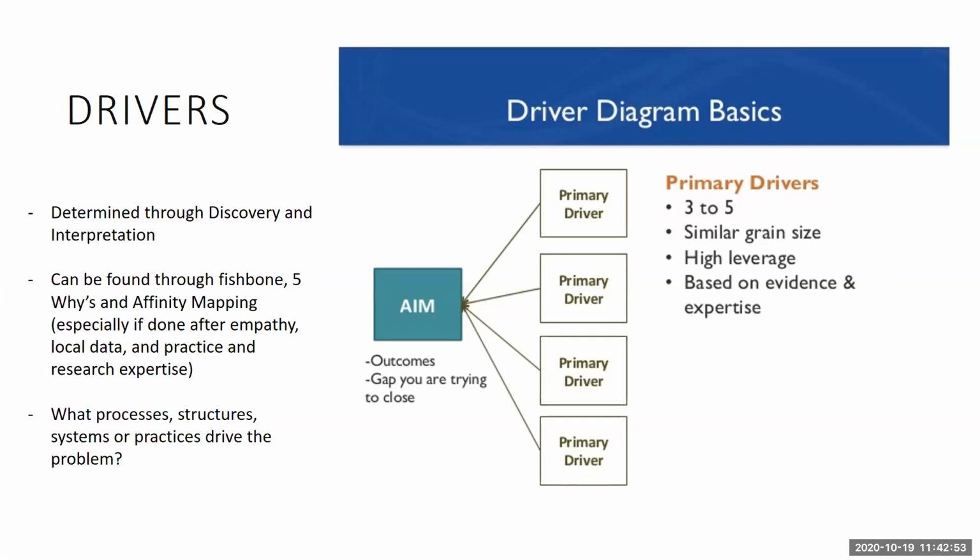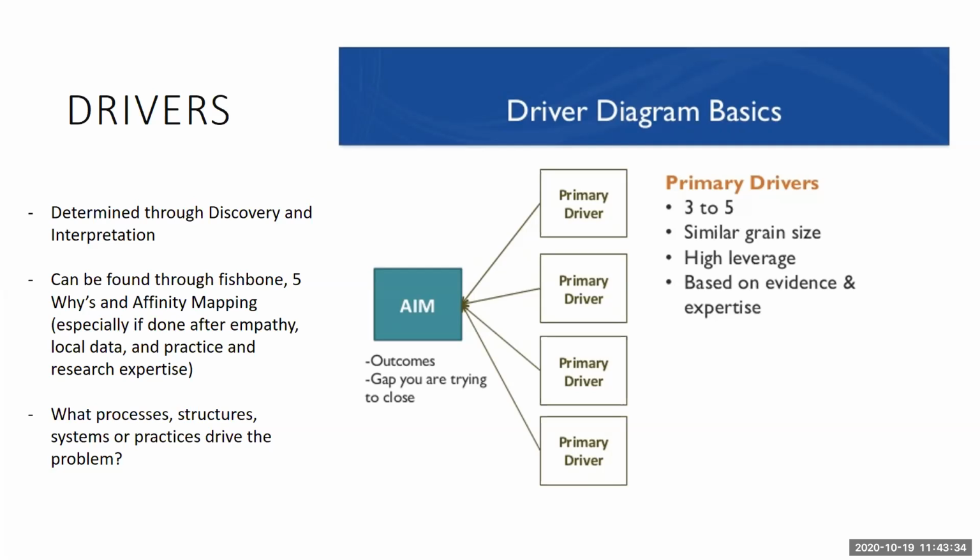So from there, you take those causes and you really start to move into drivers or high leverage areas that you believe will influence your problem, close your gap, and lead to better outcomes. And typically having about 3 to 5 drivers to start out with is ideal, and they should be somewhat similar in their grain size, or how important they are and what level of organization they're within. And they can be found through, as I said, fishbone and 5 whys and affinity mapping.